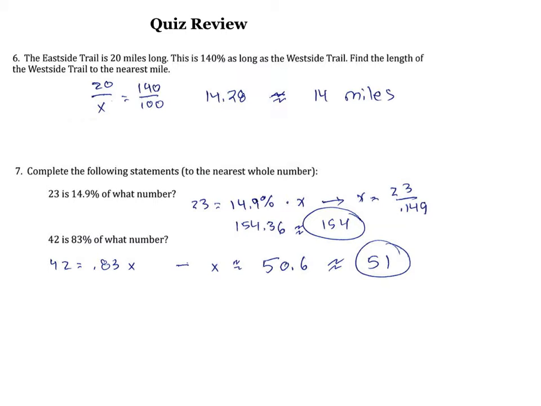So we have 23 equals 0.149. And then it says of what number? So of x, or of n. Of is multiplication. So we have 23 equals 0.149 times n. And then we're going to use our algebra and solve for n for an answer of 154. You're going to follow the same process for the next one. 42 equals 0.83 times x, or times n, with an answer of 51.